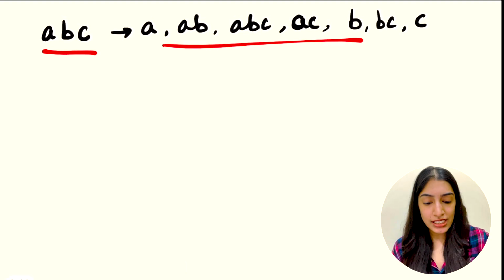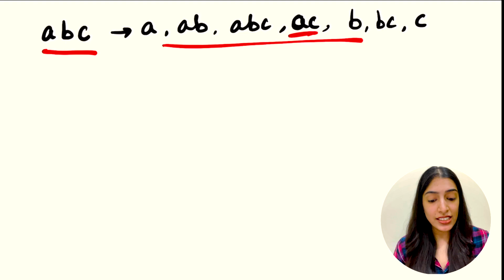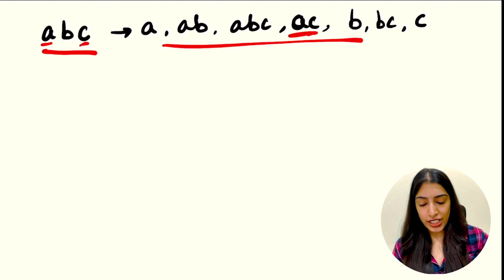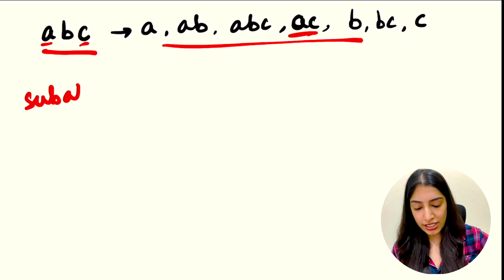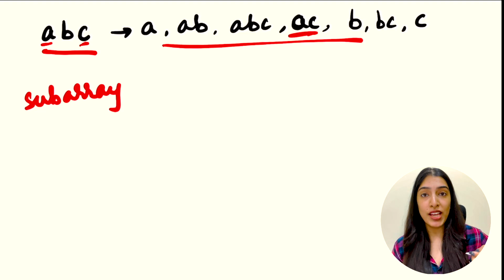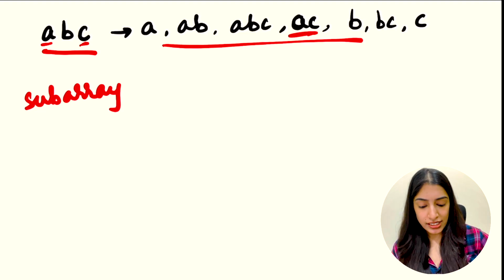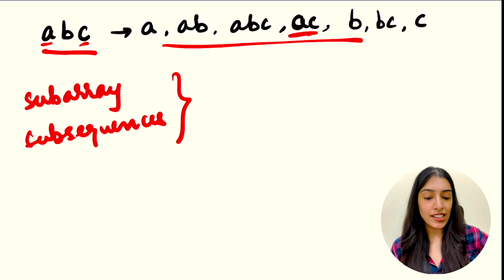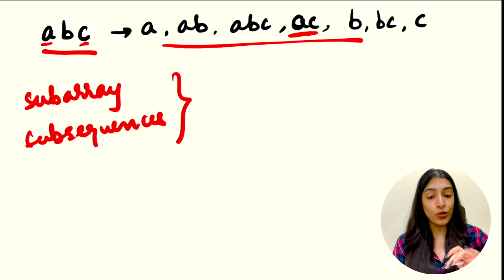So if you notice this here, AC is also an answer. Why should AC be an answer? Because A and C is not continuous, right? So there are two terms that you will see in a lot of DSA questions. One will be called subarray. So in a lot of questions you will be asked to find subarrays, and in some questions you will be asked to find subsequences. Now what is the difference between these two? In subarrays the elements have to be continuous. In subsequences the elements don't have to be continuous.